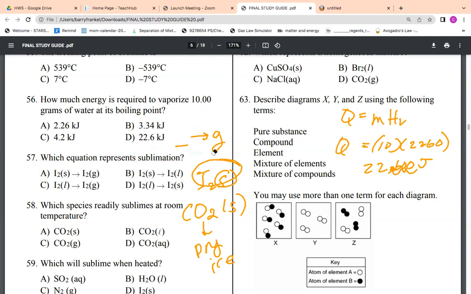All right. No matter what the options for this were, you would have had to go with the thing that is a solid though, because only things that are solid can sublime.